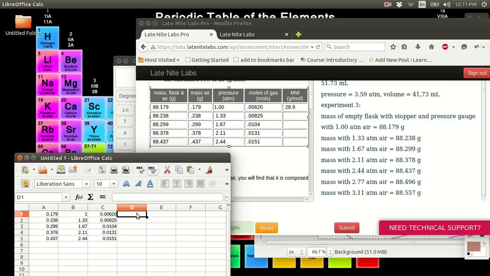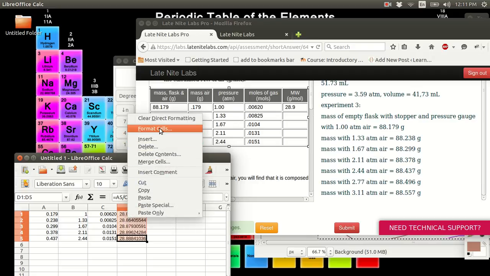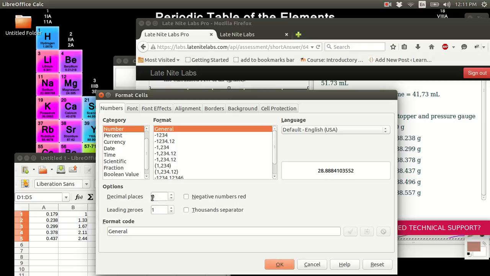And here, I'm going to do the mass divided by the moles. So this is going to equal the mass, 0.179, divided by the moles, 0.00620. I press the enter key, I get a number, and I'm going to click and drag the little square at the bottom right corner to populate the rest of the cells of this column with the proper calculation. And I'm going to round this all to the nearest tenth, because I want only three significant figures. So that means one decimal place.